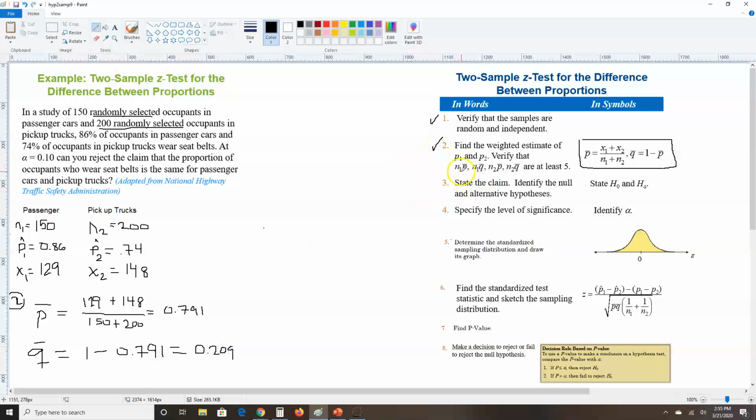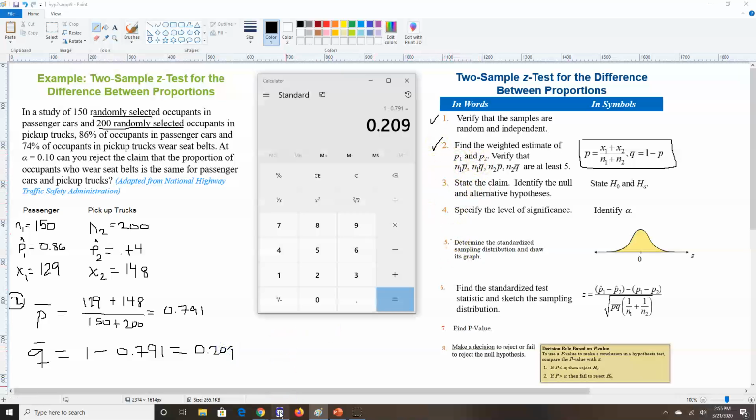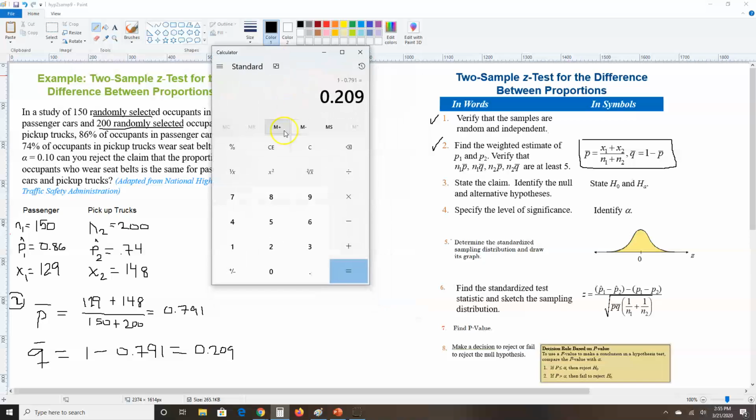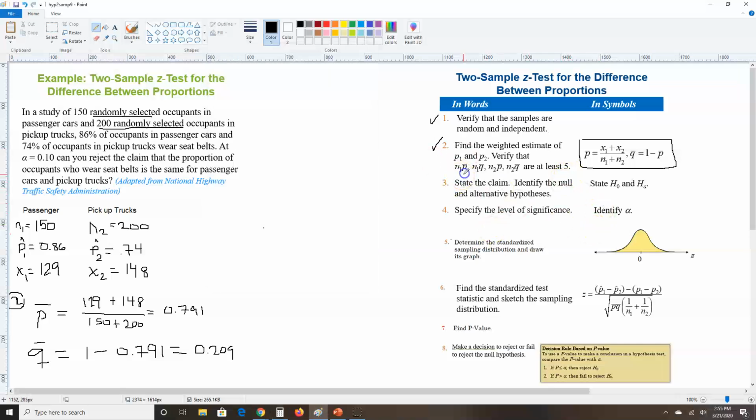Okay. However, I'm supposed to do a checking here. Okay, before I proceed to the other steps. So let me keep my regular calculator. I'm going to do my first check. N1, 150, times P bar, 0.791. Did I get more than 5? Yes. So this one I pass.